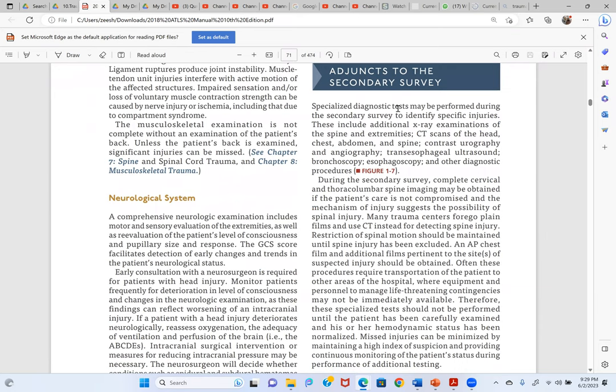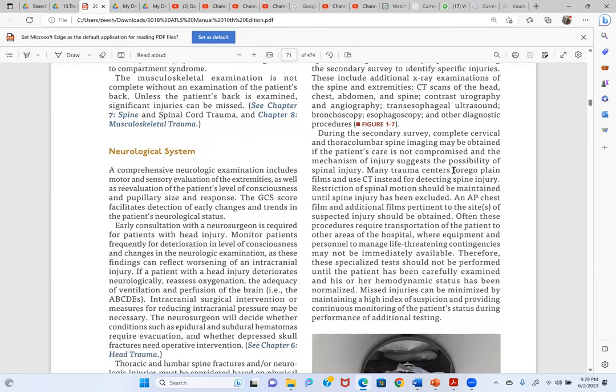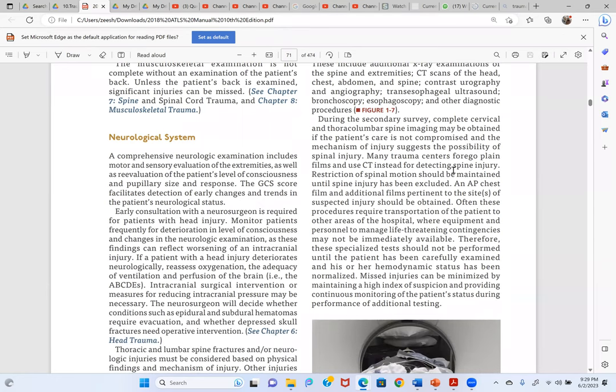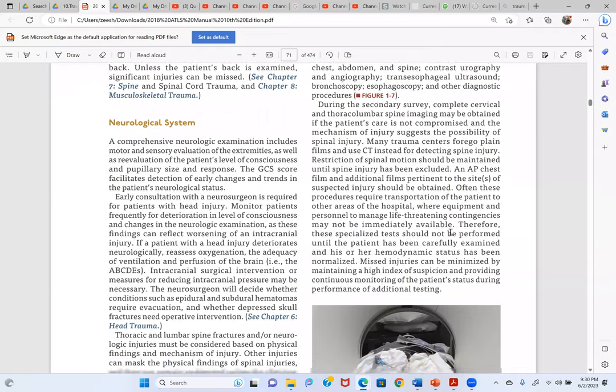So adjuncts to a secondary survey will be these things: CT scan of head, chest, abdomen or spine, contrast urography and angiography, transesophageal ultrasound, bronchoscopy, esophagoscopy, or other diagnostic procedures. They will come in the secondary survey. So initially maybe a chest X-ray is done, and then you will go further towards the CT scans. An AP chest film or additional films pertinent to the site of the suspected injury should be obtained.